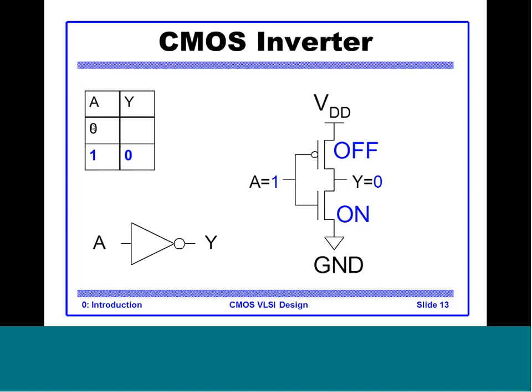Okay, when A is 1, let's remember that the gates of both NMOS and PMOS are tied together to form A. Whenever this gate is 1 or on a higher voltage, the NMOS will turn on and PMOS will be off. In this case, NMOS being on, it pulls Y to 0. So that is why it is also called a pull down device. A is 1 and Y is 0, which is a typical inverter functionality.